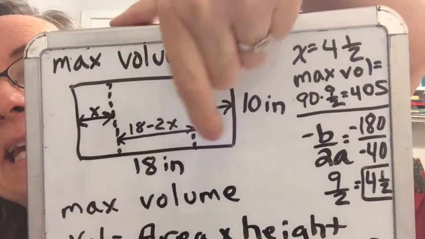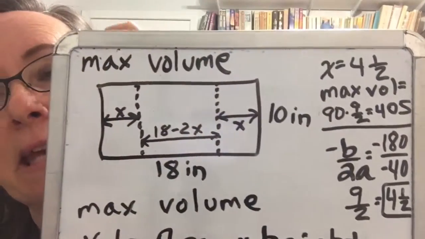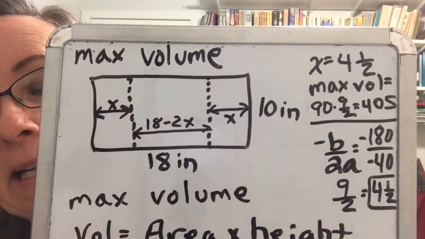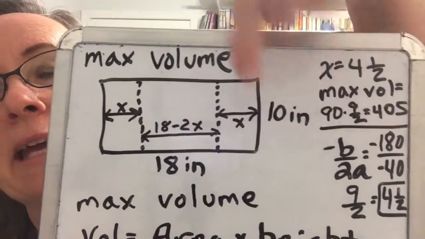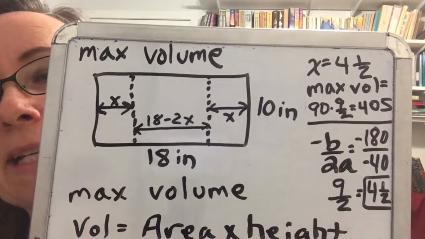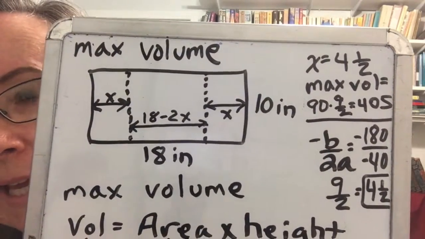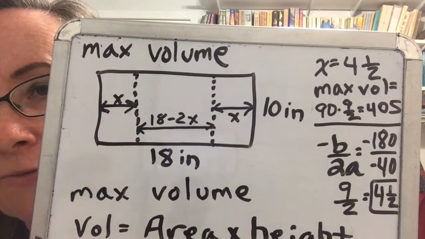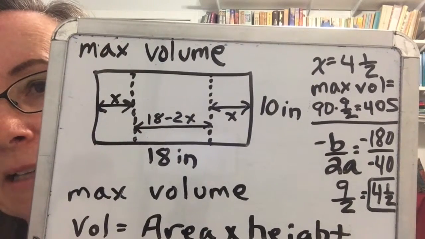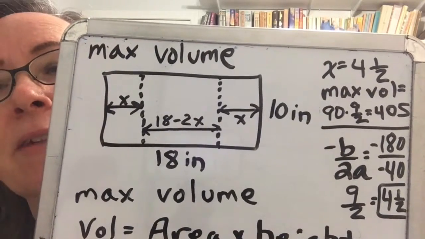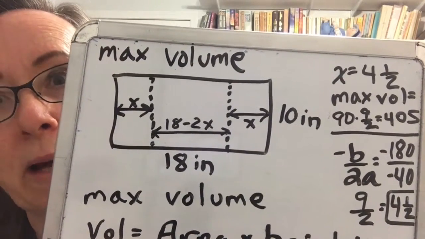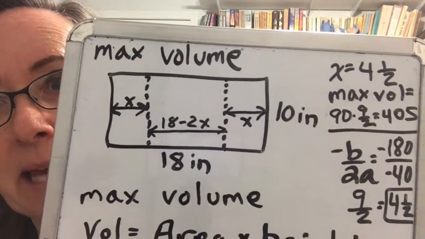If we have 18 as the length of the sheet of plastic, and then we're folding up a side X on each side, then we're going to have 18 minus twice X as the bottom of this file. And then the file is going to be 10 inches deep, and it's going to have an 18 minus 2X width. And then the height is going to be X.